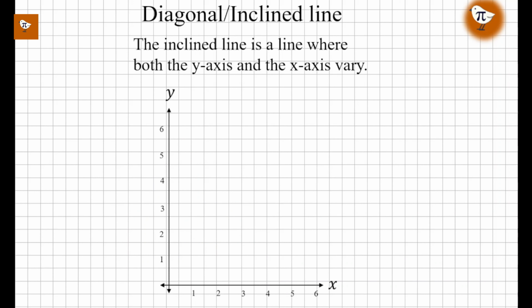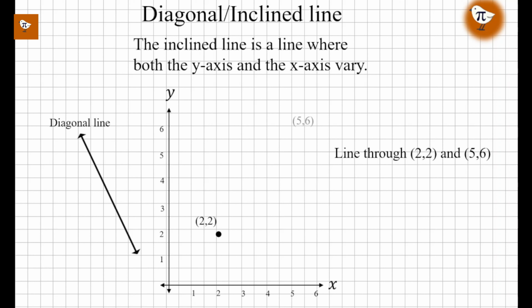A diagonal line is a line that is not parallel to the x-axis or the y-axis. We could say that this is an inclined line. The diagonal line varies in both the x-axis and the y-axis. The line that passes through (2, 2) and (5, 6) is diagonal because it changes in the x-axis and also changes in the y-axis.